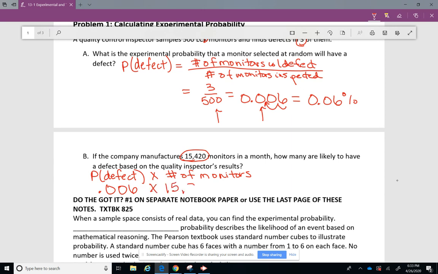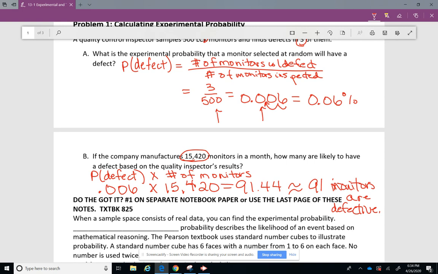Times 15,420. All right, so type that into your calculator and you'll get approximately 91.44. You can't really have a piece of a computer, so that's going to be approximately 91 monitors will be defective. We'll say 91 monitors are defective.